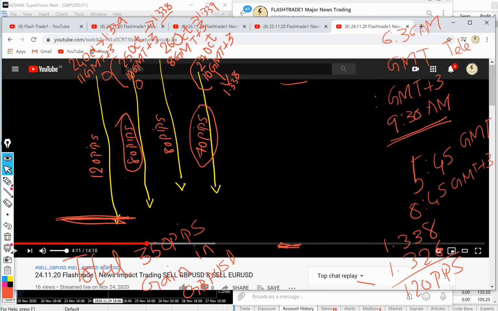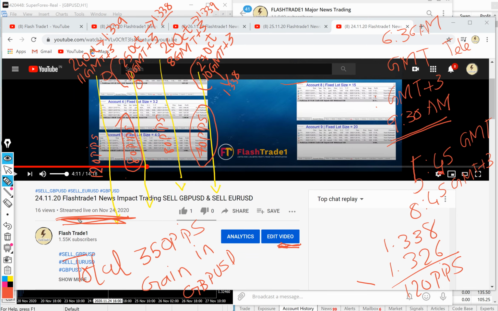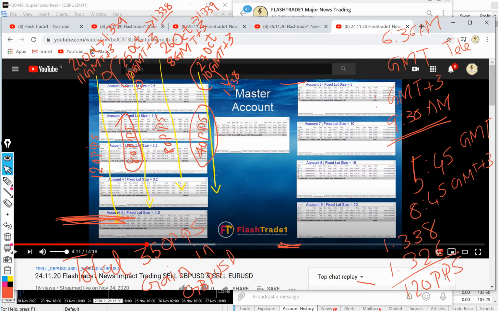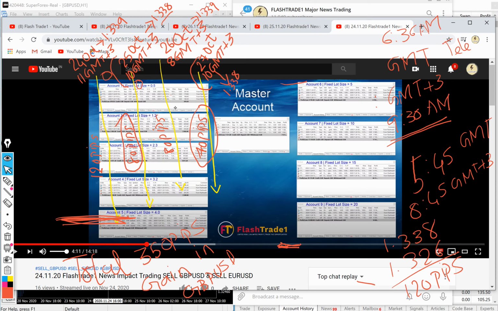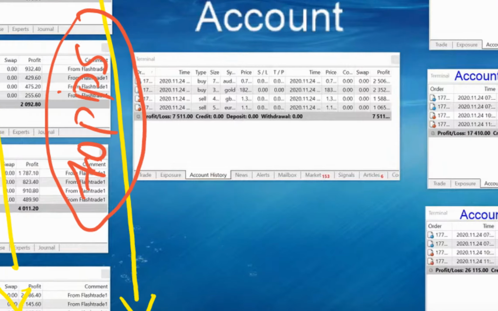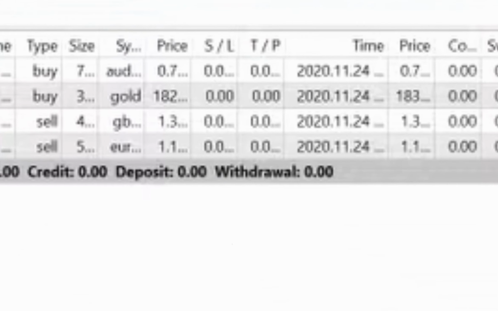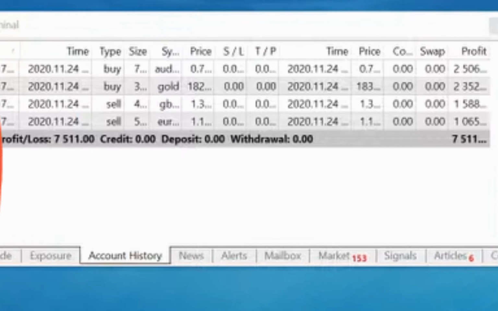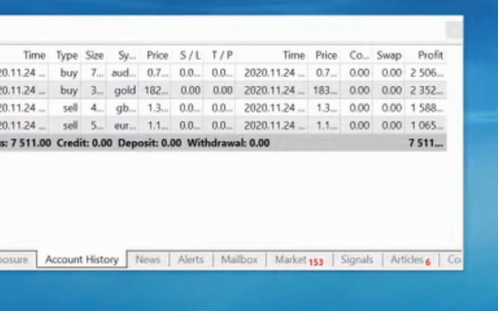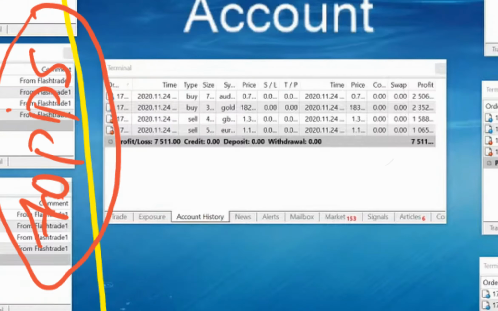We'll see the live streaming, which you can see was streamed on 24th November. I will increase the size, where you can see that GBP USD was traded with 4 lot size. The price was 1.3, so it would be hopefully near 1.338, and where 1588 profit is being booked.